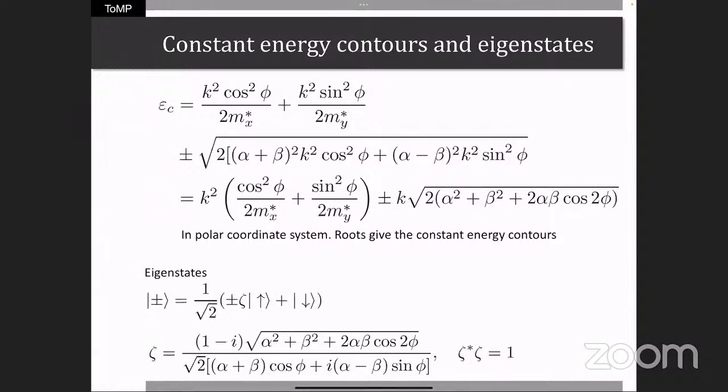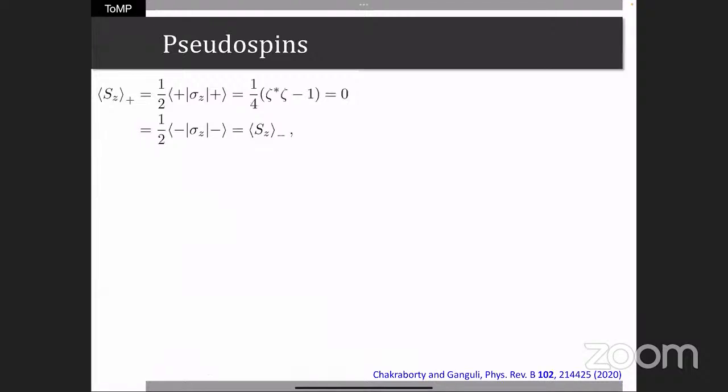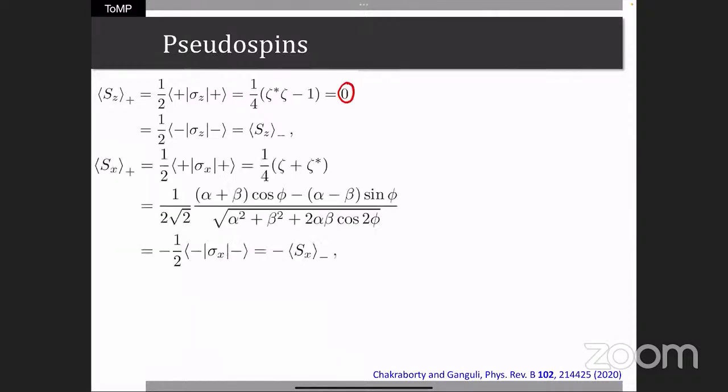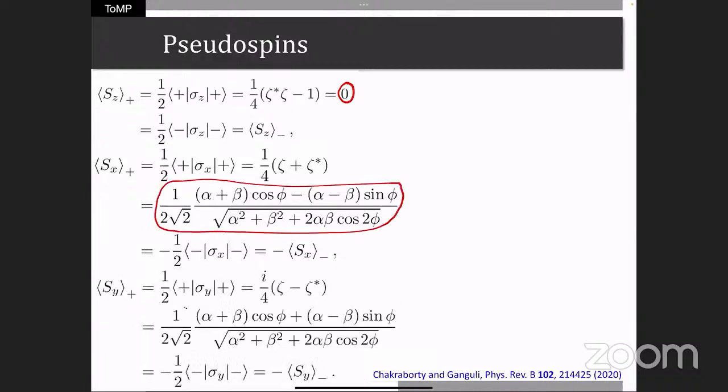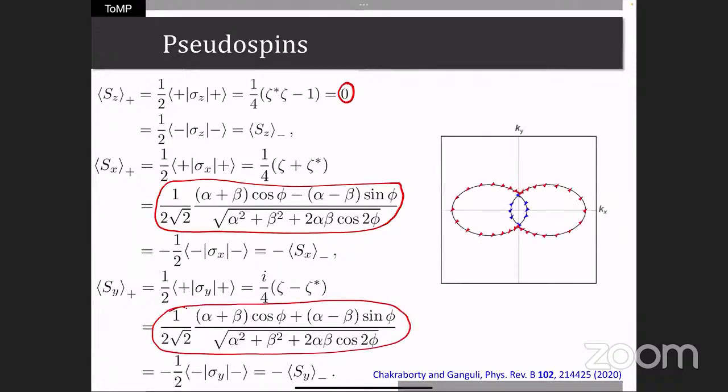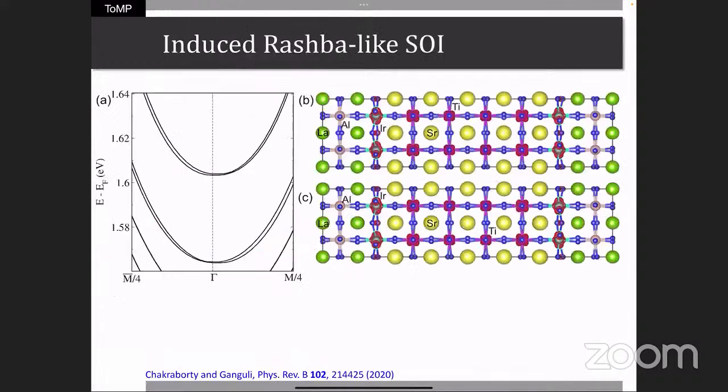And zeta star zeta equals 1. Now, if we want to calculate the projected spins, the expectation values of Sz, Sx, and Sy, Sz expectation value becomes 0. For Sx, it's this, and for Sy, it's something similar. And if we now plot that on the constant energy contour, we find this kind of a spin arrangement, chiral spin arrangement for this system. So this chiral spin arrangement, along with the embedded antiferromagnetism, may make it a useful system for antiferromagnetic spintronics.